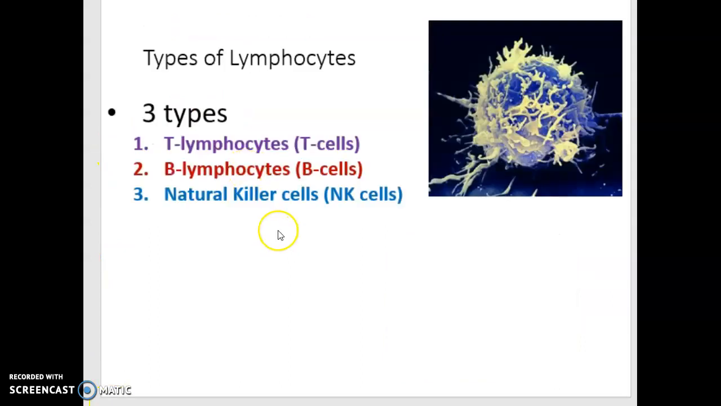Now, there's 3 flavors of lymphocytes, and sometimes they're just called cells, like T cells and B cells. So you have T lymphocytes that mature in the thymus. There's B lymphocytes that mature in the bone marrow, and there's natural killer cells, which also mature in the thymus. So what's the difference? Well, natural killer cells are actually a non-specific lymphocyte. They're a bad boy. They're also a granular lymphocyte. They're a really bad boy.